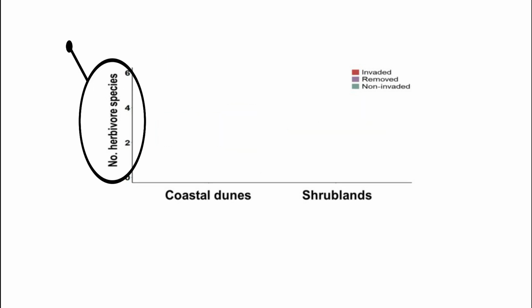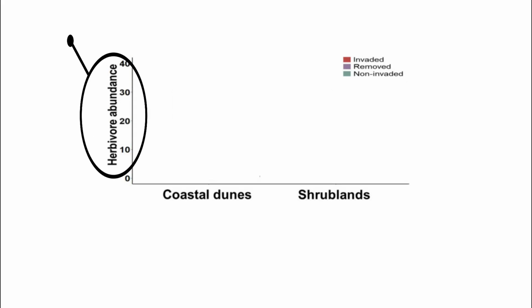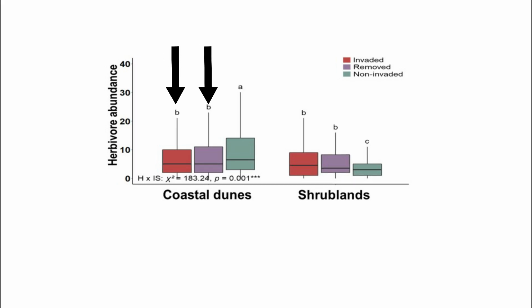The number of herbivore species doesn't have significant differences between plots or locations. Finally, the herbivore abundance in invaded and removed plots is significantly lower than in the native plot in dunes, while the opposite is observed in the shrublands.